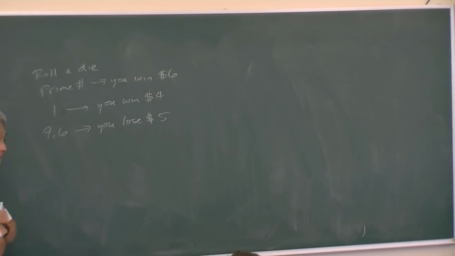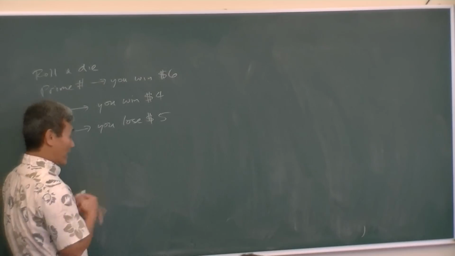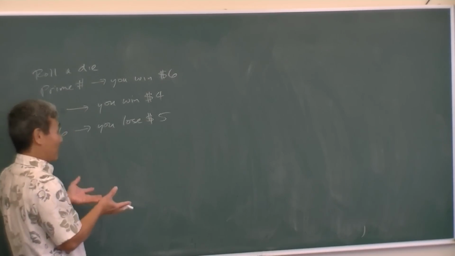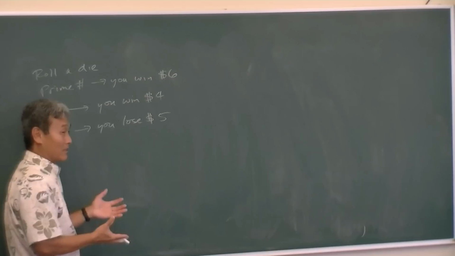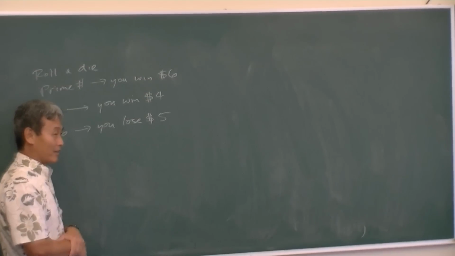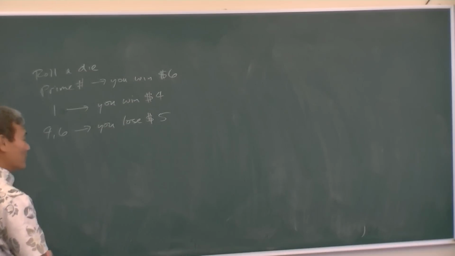Would you play this game? No. So, okay, what we want to do is compute what we call expected value. That means every time you play this game, what are you expected to win or lose? If it's a positive number, that's good, because every time you play the game, you're expected to win something. But of course, you go to Las Vegas, your expected value is always negative, right? That's how they make money. Okay, so how do you compute expected value?